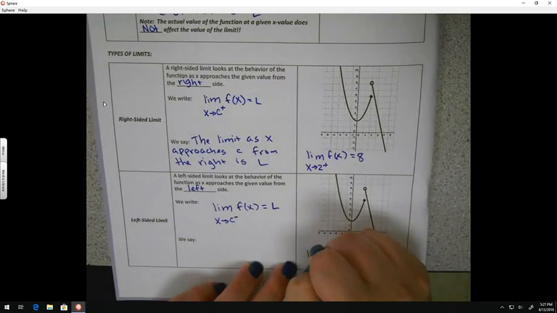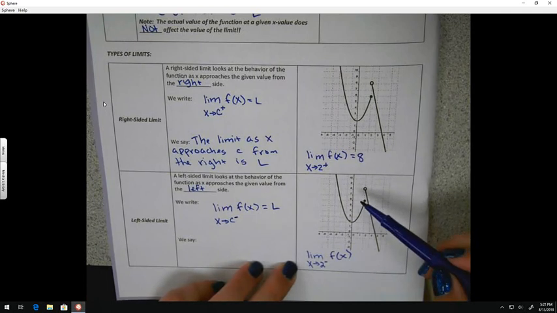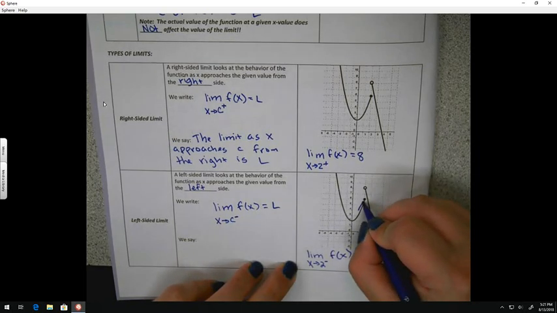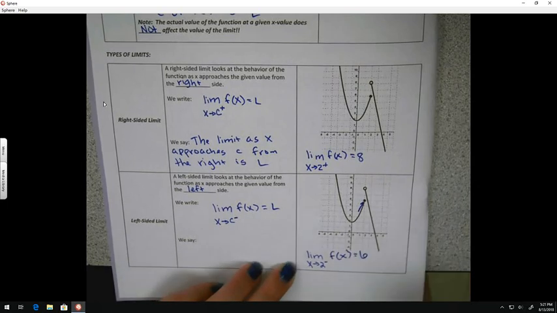So if we look at this graph and we wanted to do the limit as x approaches 2 from the left of f of x, well, here's our function. Here's 2. This is coming from the left. So over here, I'm approaching 6. Okay.